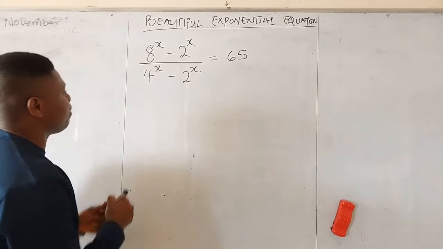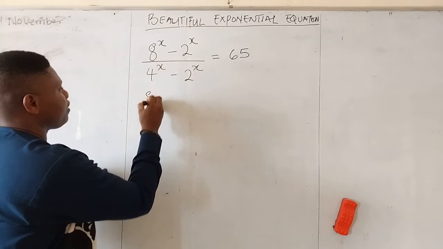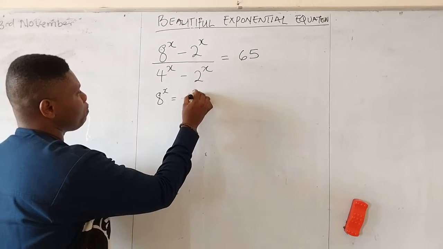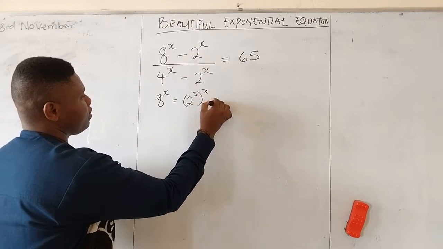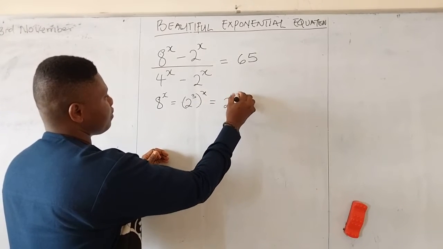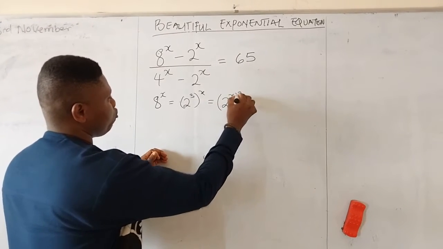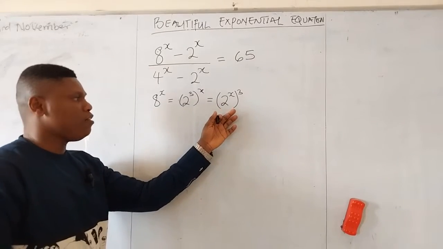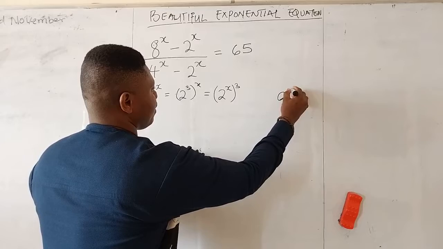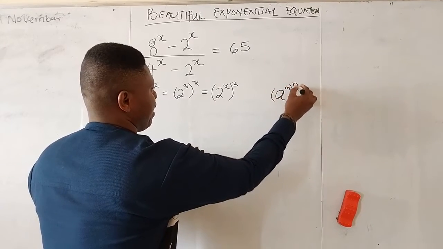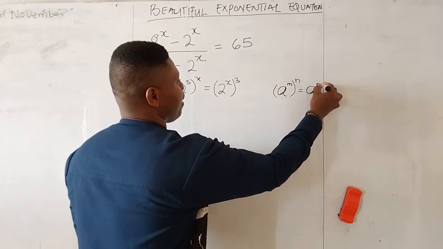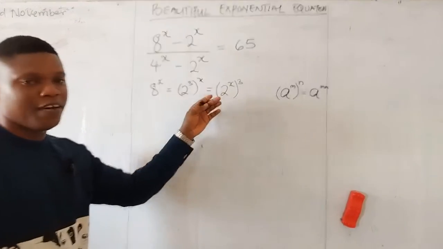So bearing that in mind, let me break 8 to the power of x as 2 raised to the power 3, all raised to the power x, which I can rearrange as 2 raised to the power x, all raised to the power 3. I did this from the law that states that when a is raised to a power m, and is raised to another power n, it is going to be equal to a raised to the power mn. So that was where I got this from.